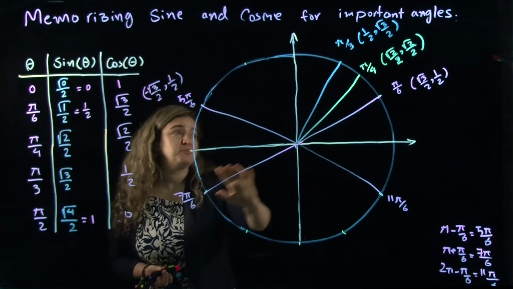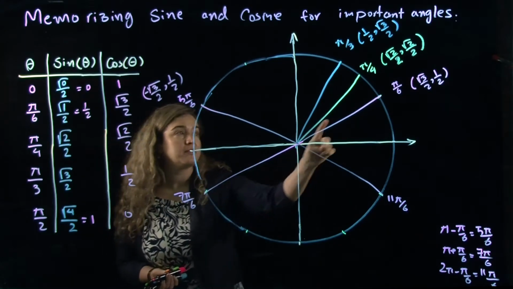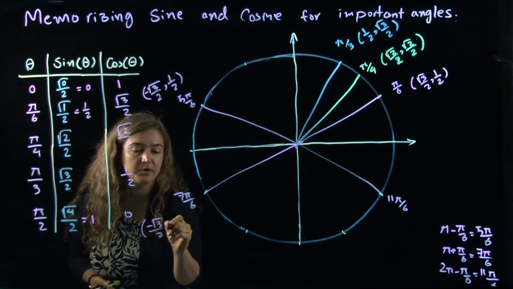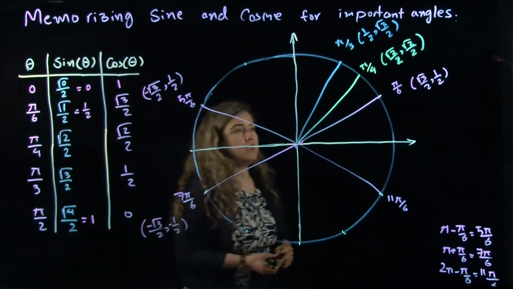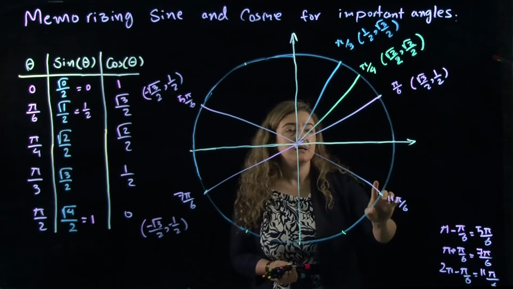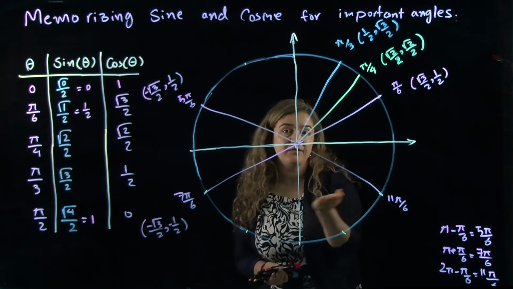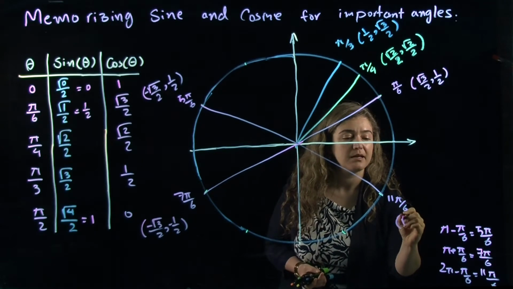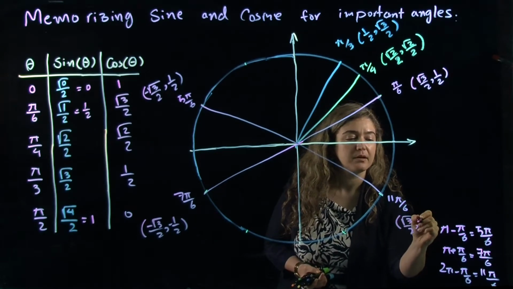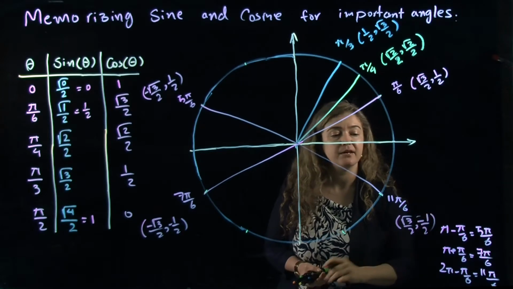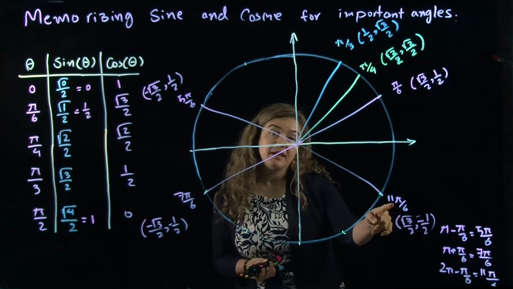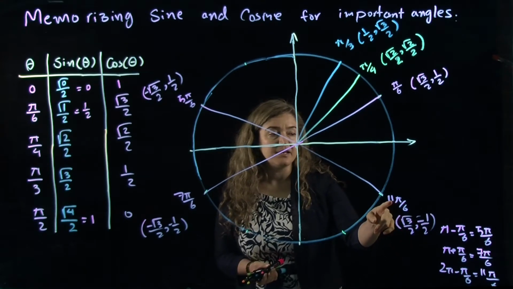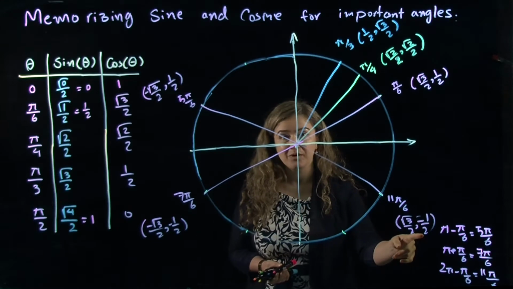For 7 pi sixth, both values should be negative in the third quadrant. Therefore, I'm writing the ordered pair this way. For 11 pi sixth, x value is positive, y value is negative. Therefore, I have to write it as x value positive, y value negative. Again, cosine of 11 pi sixth is square root of 3 over 2, and sine of 11 pi sixth is negative 1 over 2.